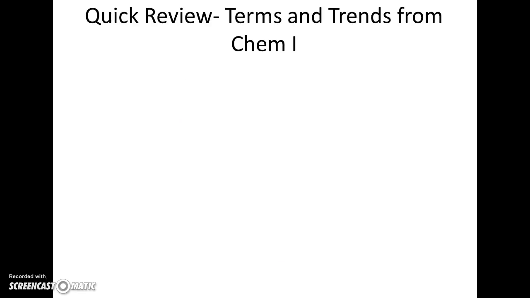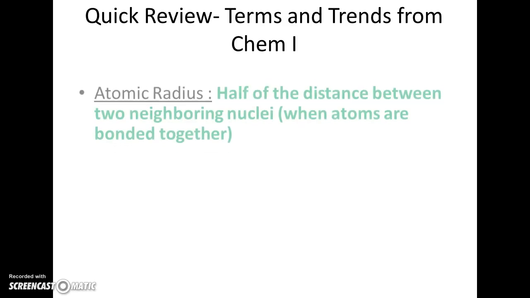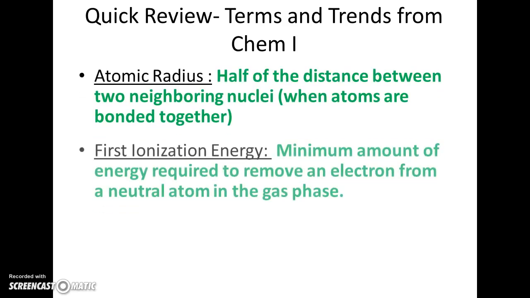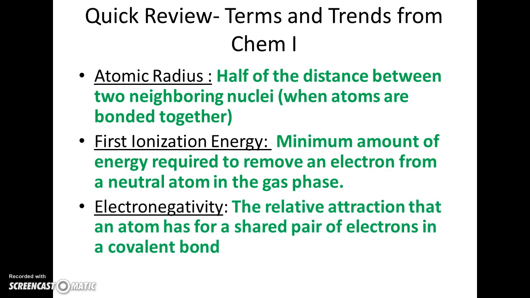Okay, quick review of terms and trends from Chem 1. Hopefully you remember atomic radius, ionization energy, and electronegativity. So atomic radius is just the radius of an atom, but the way that we typically measure this is that we look at two atoms bonded together, and the atomic radius is defined as half the distance between two neighboring nuclei. The first ionization energy, and we'll talk in class about second and third, is the minimum amount of energy required to remove an electron from a neutral atom in the gas phase.